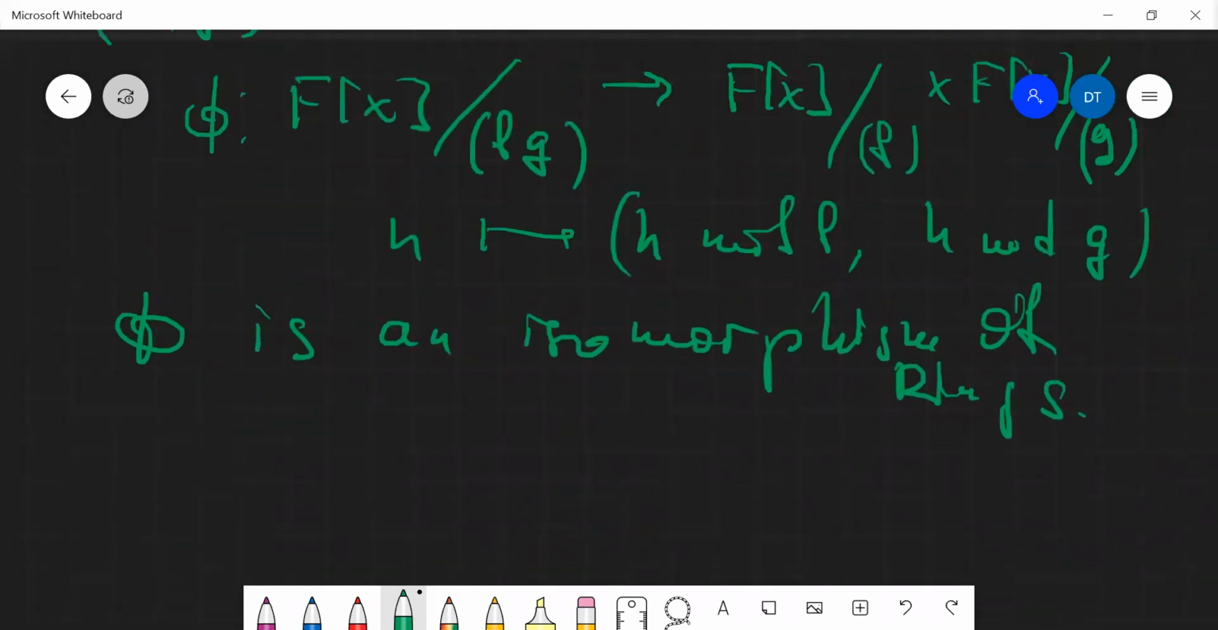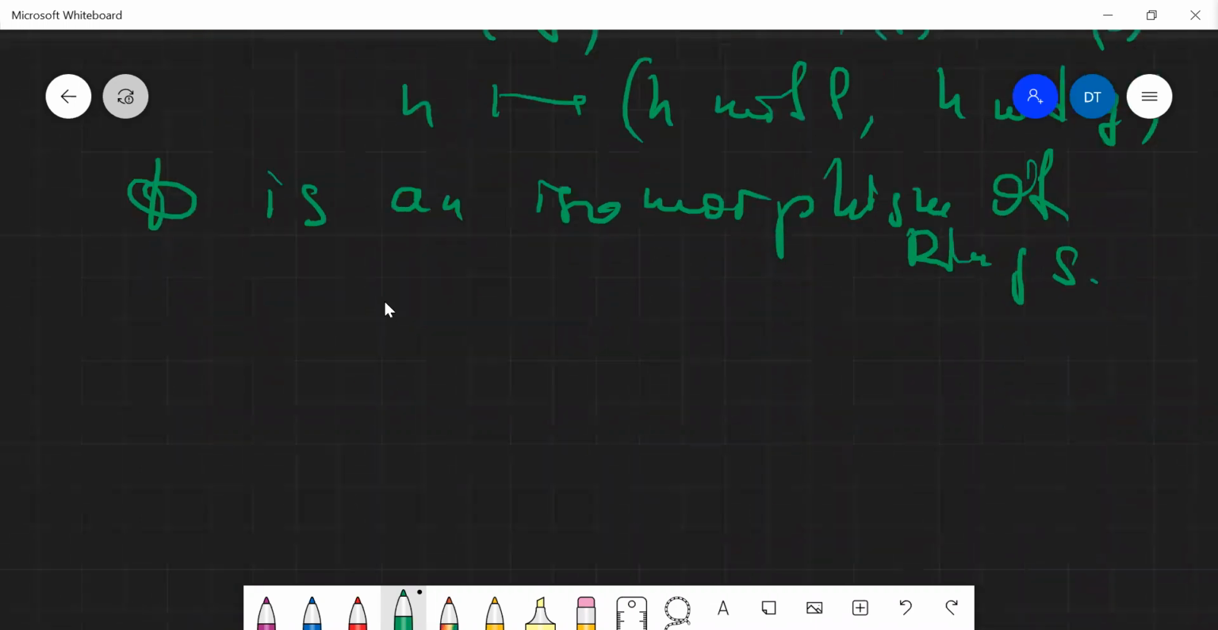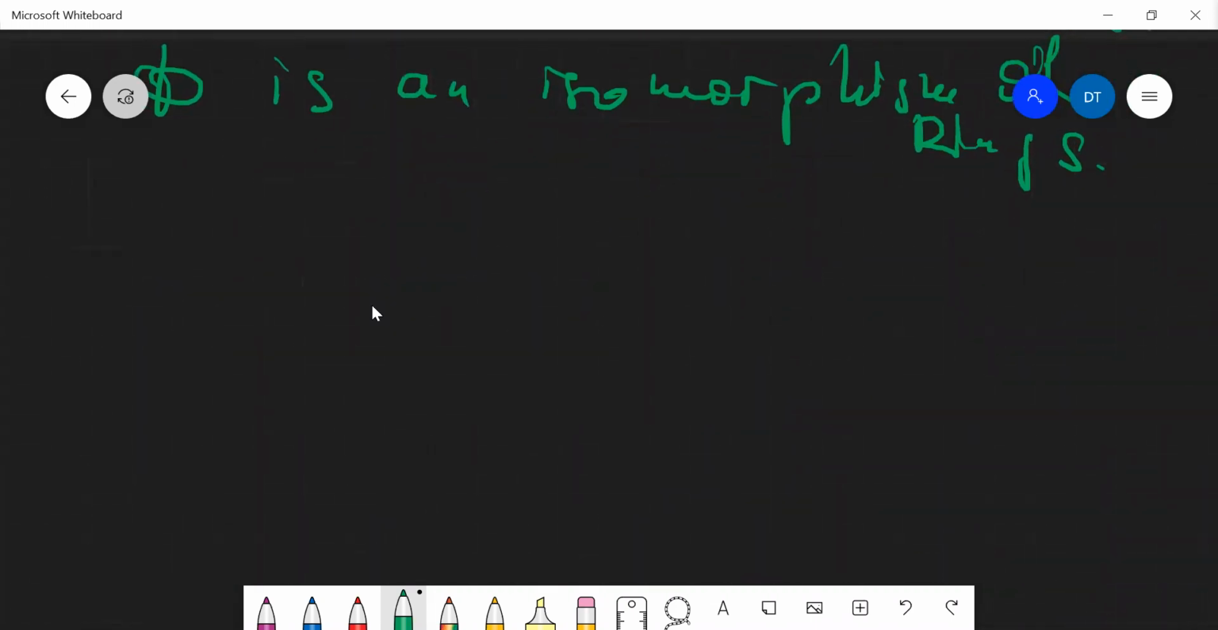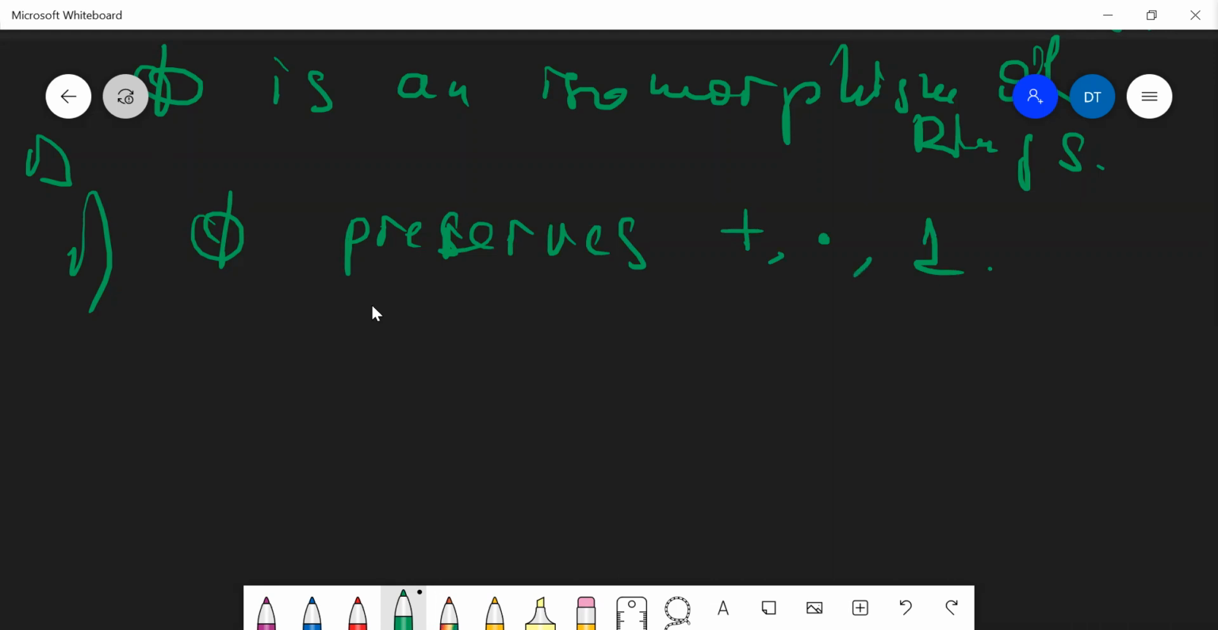First of all, in order to prove this, we need to prove several things. Thing number one, this map is a homomorphism, so it preserves addition, multiplication, and the identity element. The second claim, we need to show that this map is bijective. Let me start with explaining why this map is a homomorphism. First of all, we need that phi preserves the addition, multiplication, and the identity element.